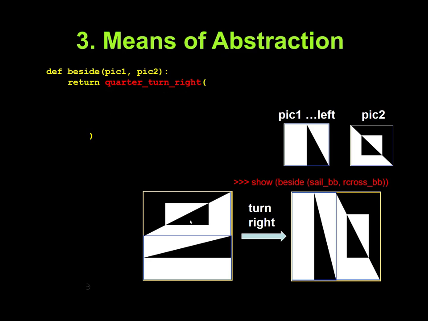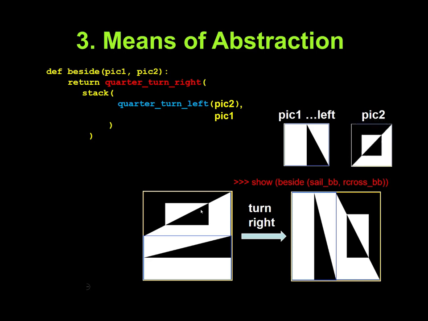Then how do we get this? This R cross is the turn left of picture number 2. Right? So picture number 2, we turn left, we will get this. And picture number 1, this is also the turn left of picture number 1. Then the combination is stacking them on top of each other. So stack R cross turn left on top of sale turn left, and then making a turn right, you will get this picture.